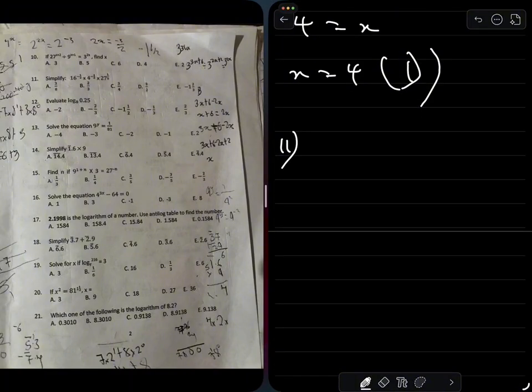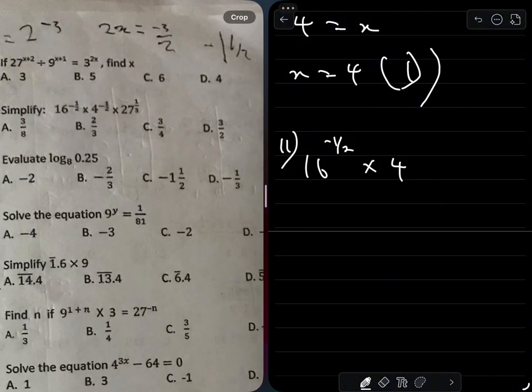Simplify 16 raised to the power minus 1 over 2 times 4 raised to the power minus 1 over 2 times 27 raised to the power 1 over 3. I was so tired, that's what I missed to do.